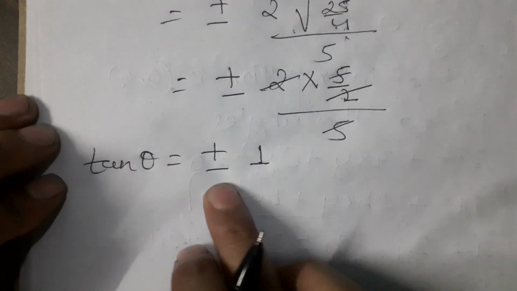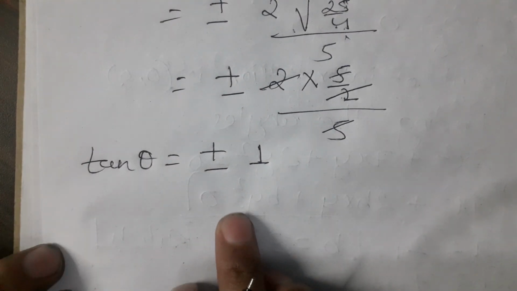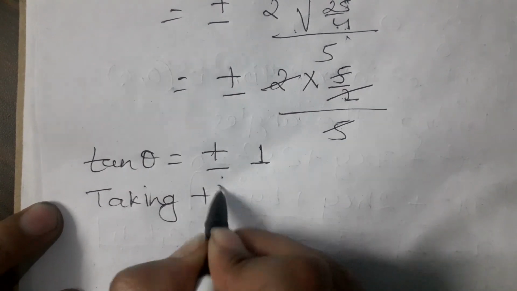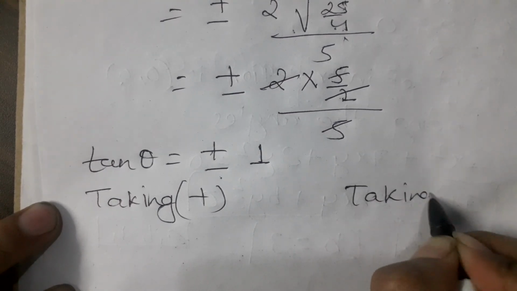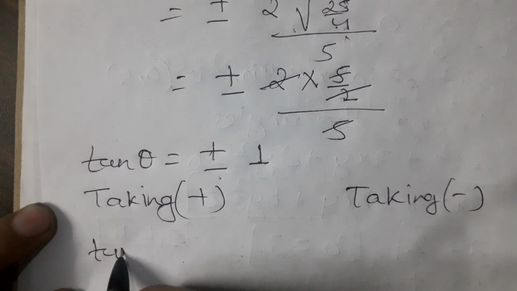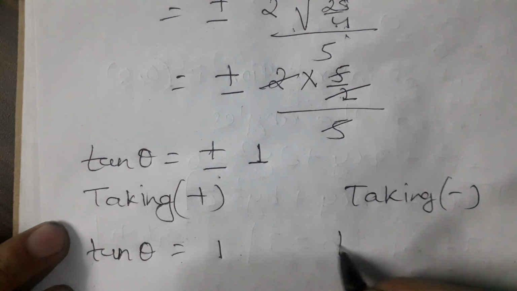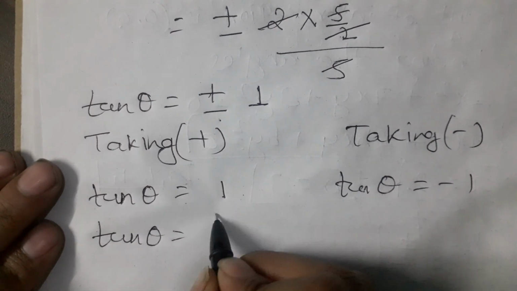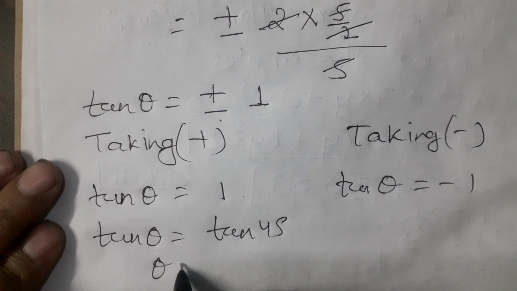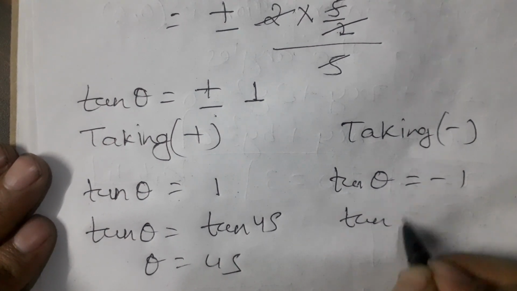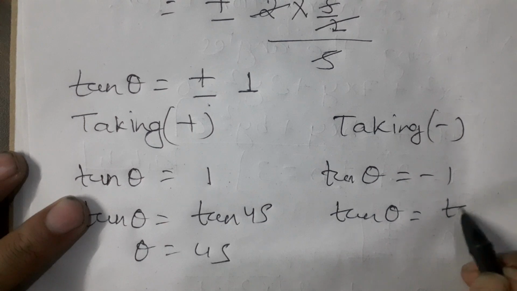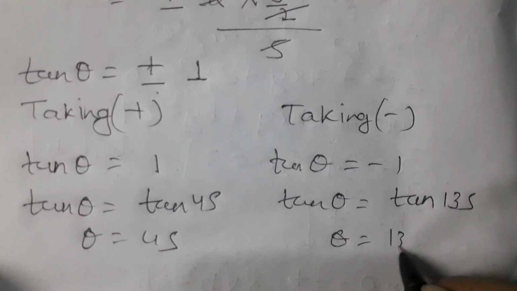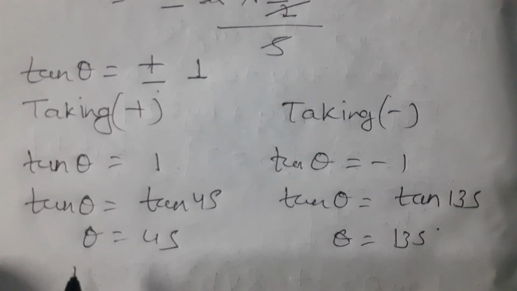Okay, so here at this point again one important thing you have to notice is there are two signs, so you have to do it 2 times, taking plus and taking minus. So tan theta will be equal to positive 1, and tan theta will be equal to negative 1. On this side tan theta becomes tan 45 degree, so theta equals 45 degree. On the other side, tan theta is equal to, okay, which tan value makes minus 1? It is 135, I guess. Yeah, that's right. And that is theta equals 135 degree. So this angle thing has to be done in this way.